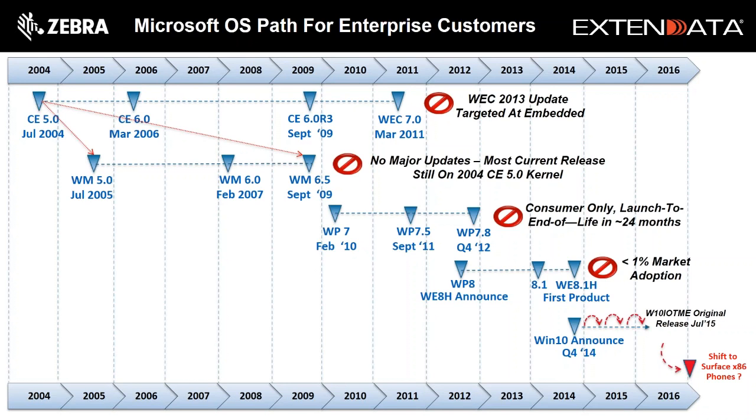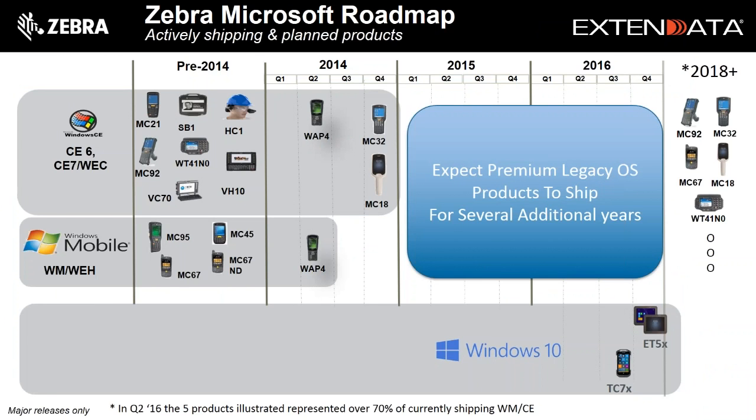I do want to emphasize the fact that you can still buy Windows Mobile CE products from us. You can see the 5 products that I put all the way over on the right there. Those 5 products actually represented 70% of our Windows Mobile CE shipments in Q2 2016, and those will still be available in 2018, some of them even beyond that. Windows 10, 2 products: the tablet, and as I mentioned before, what we're calling the TC7X, and that's going to be a Windows 10 IoT Mobile Enterprise.